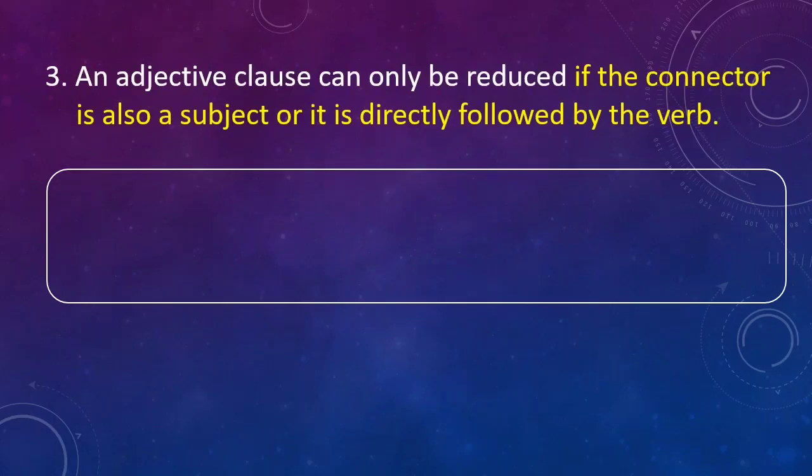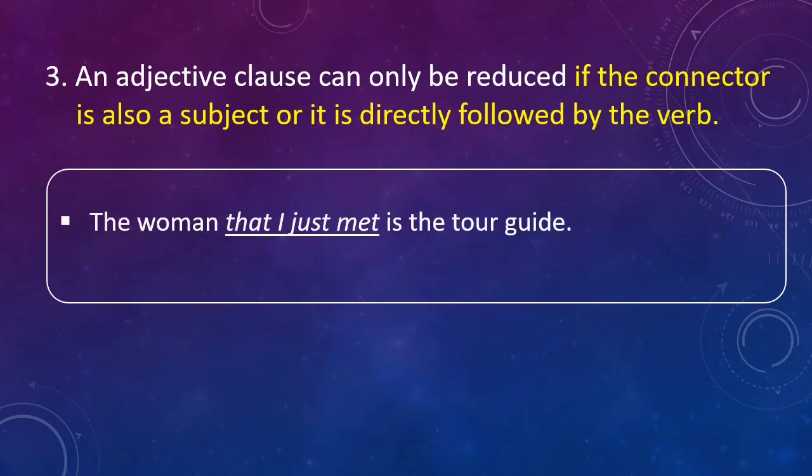The third, an adjective clause can only be reduced if the connector is also the subject of the clause. It means that the adjective clause connector should be followed directly by the verb. The sentence, the woman that I just met is the tour guide, cannot be reduced because the adjective clause connector that is followed by a subject I. So, the adjective clause that I just met is not reduced.